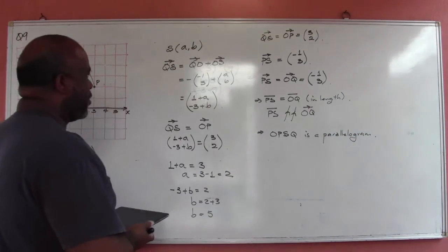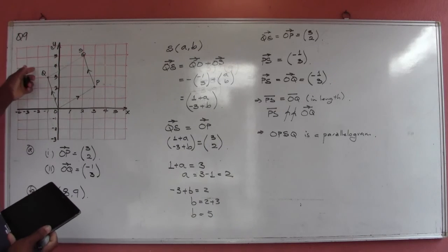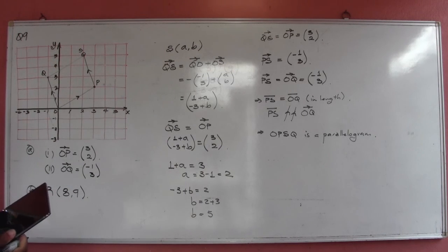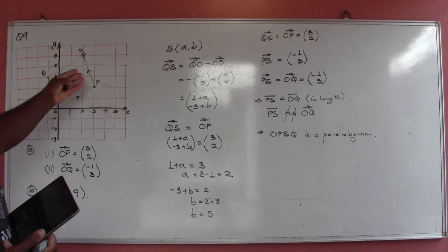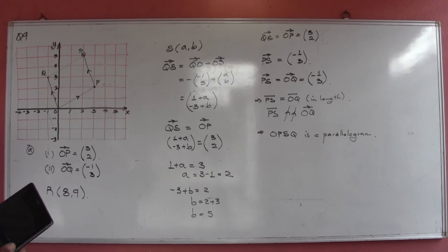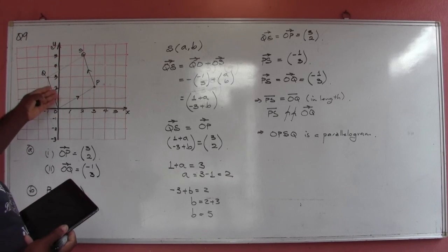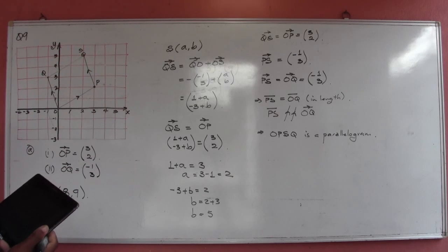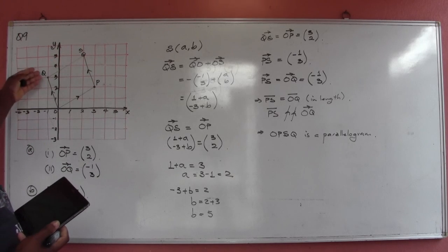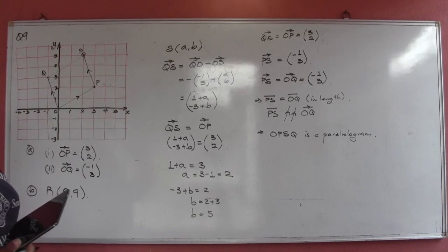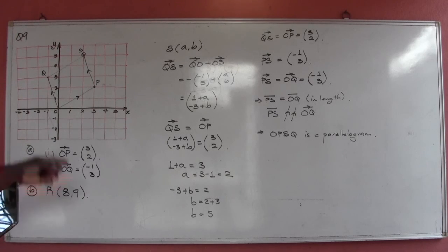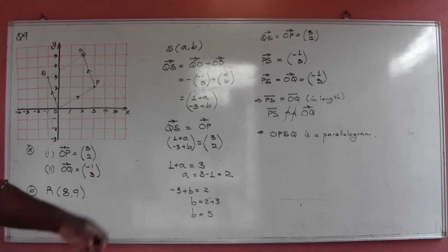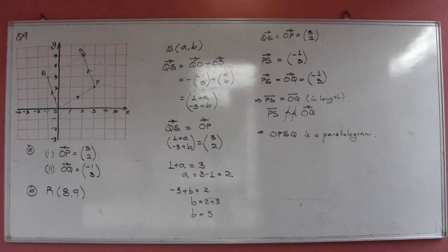Why a parallelogram? Because opposite sides OQ and PS are equal vectors. If they're equal vectors, it means that the line OQ and the line PS are equal in length, and that the lines OQ and PS are parallel. Now if you have a quadrilateral in which opposite sides are equal and parallel, that quadrilateral is a parallelogram.